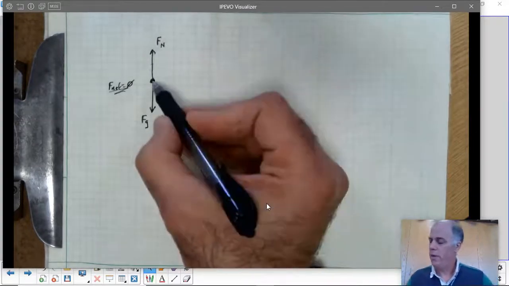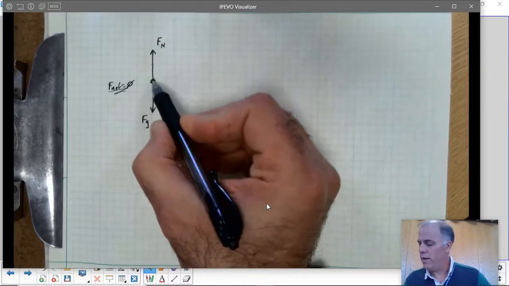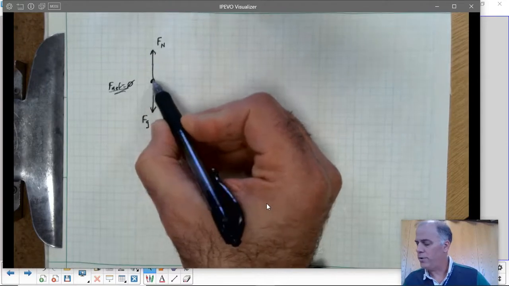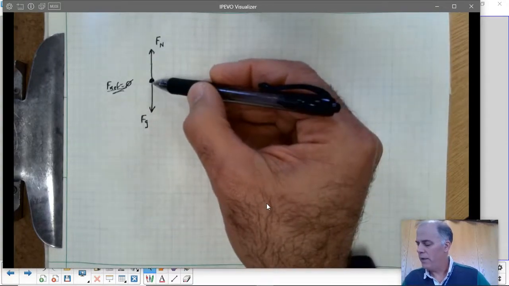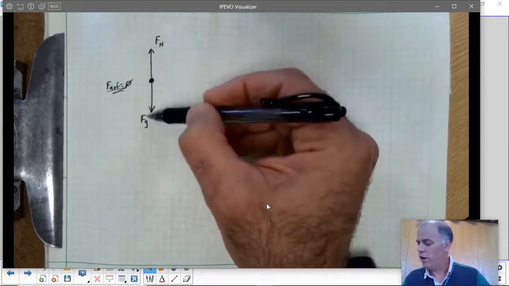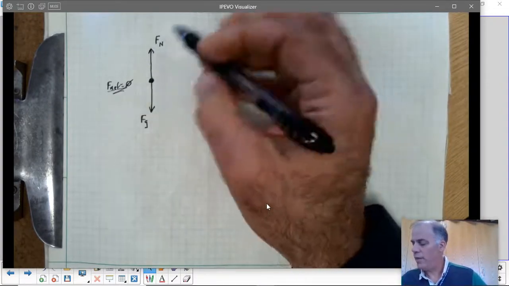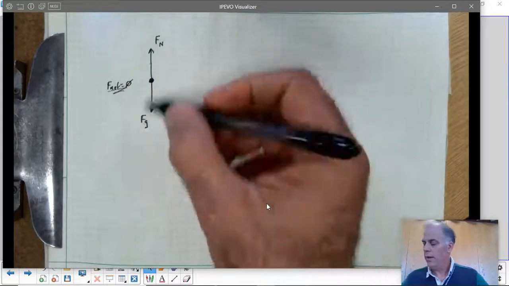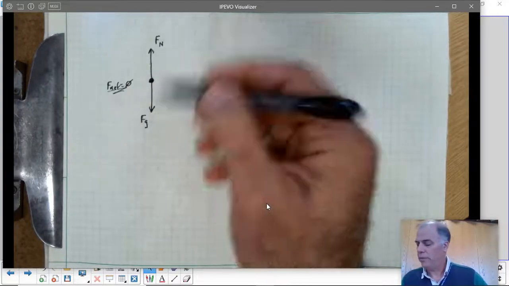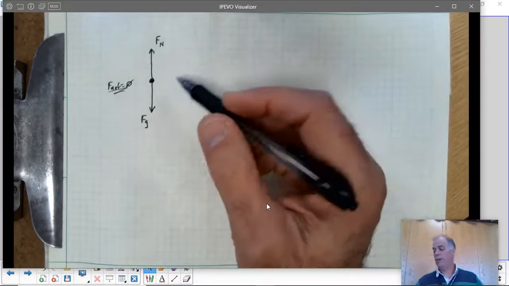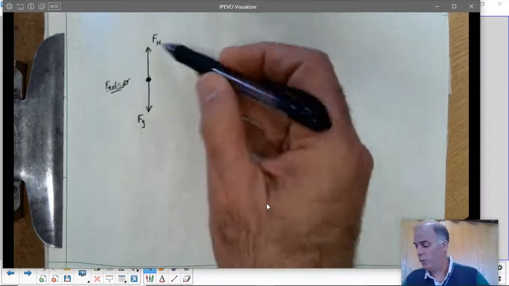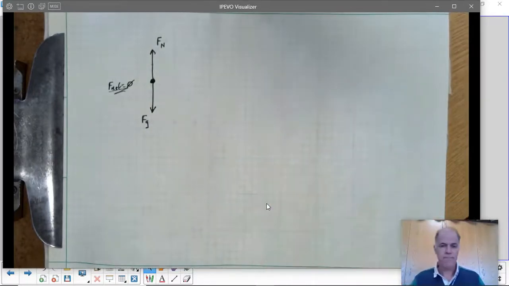Okay, so the object you're interested in is represented by a dot. And then the individual forces are drawn as force vectors pointing away from the object and labeled. You can make these labels as detailed as they need to be, but for the context of this question, normal force and weight is just fine.